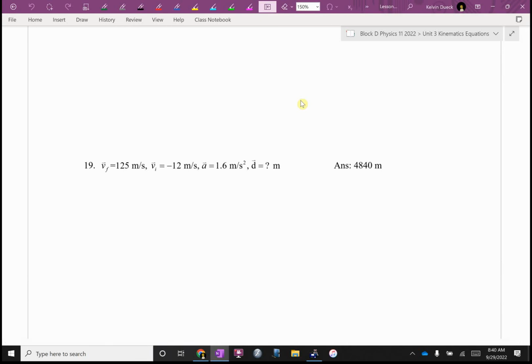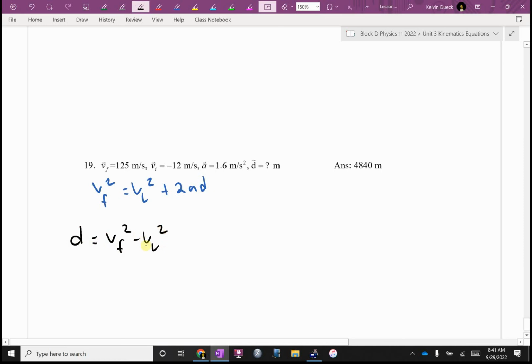And so you decided that it was VF squared equals VI squared. You could just look up, folks, if you want to, and follow along. How would you get the D by itself? Started with VF squared minus VI squared. Yep. Over 2A. That's perfect. And then you went like this. VF is 125, don't forget the squared, minus negative 12, don't forget the squared, all over 2 times 1.6.